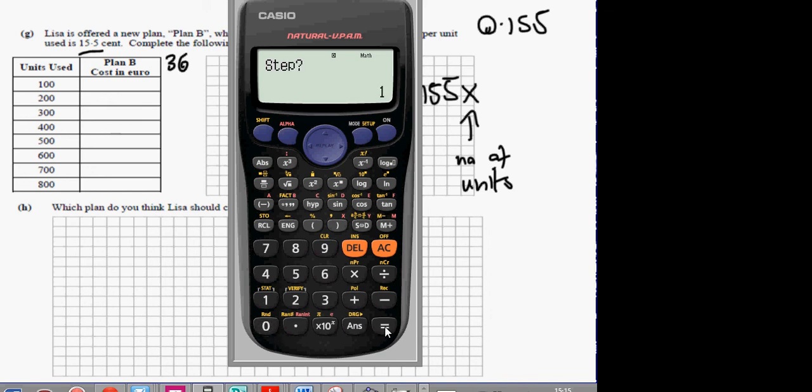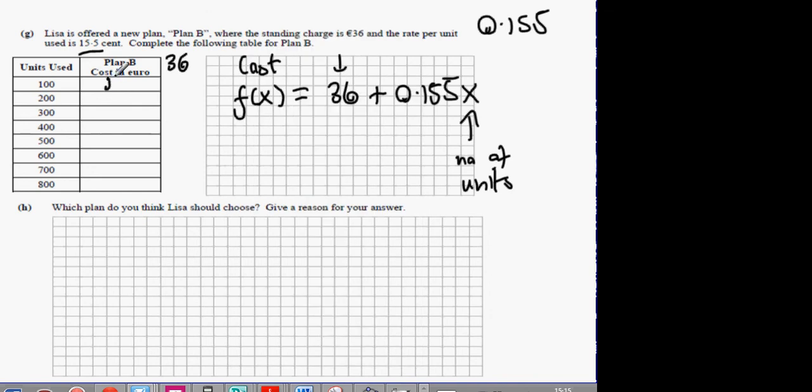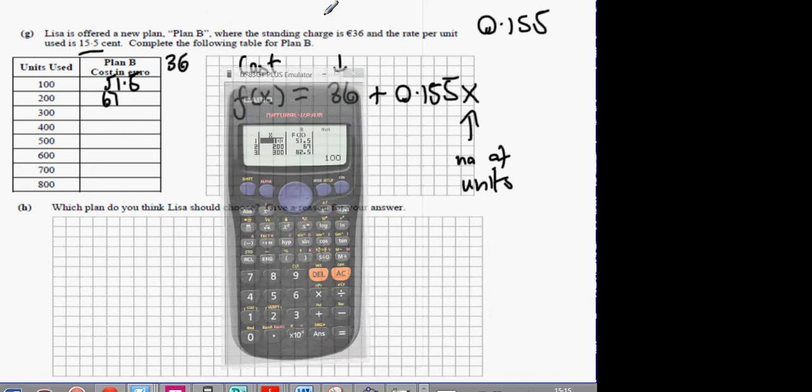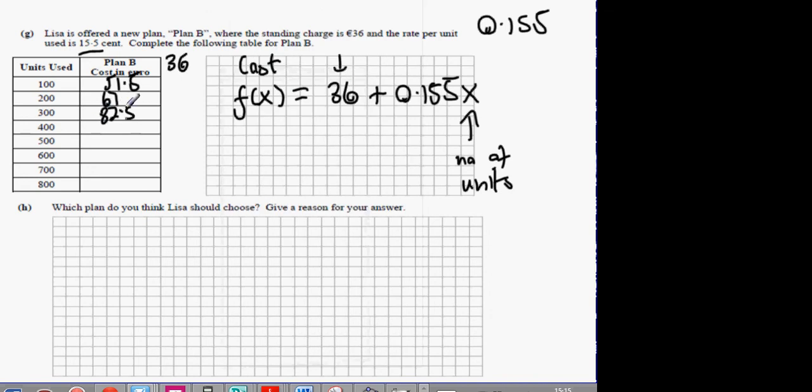Look at this. Steps of, anybody? 100. 51.5. The next one, 67. After that, 82.5. You have it, do you? Yeah. 82.5, after that 98. 98, after that 113.5. Do you notice it's going up by 15.5 every time? 129. 144.5, and after that? 160. There you go. Is that alright?